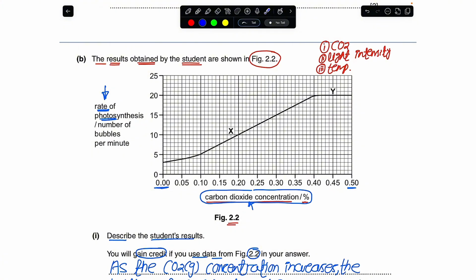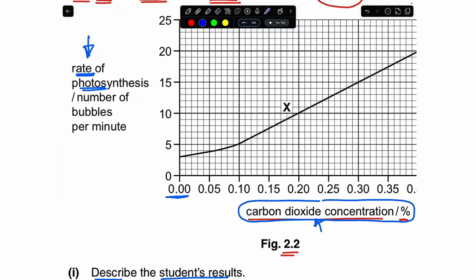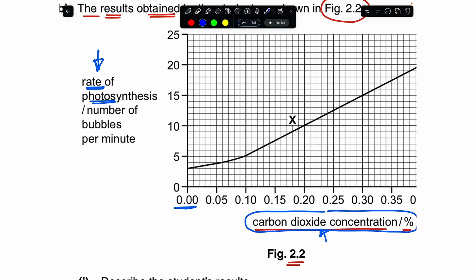So if I were to describe the graph, what I see is that as the carbon dioxide concentration increases, the rate of photosynthesis increases, and then this levels off. So this is one general point for description. The other point is that initially, when the carbon dioxide concentration is increased from 0.00 to 0.10%, the rate of photosynthesis is increasing but at a slower rate, and we were only able to produce 5 bubbles of the oxygen gas.